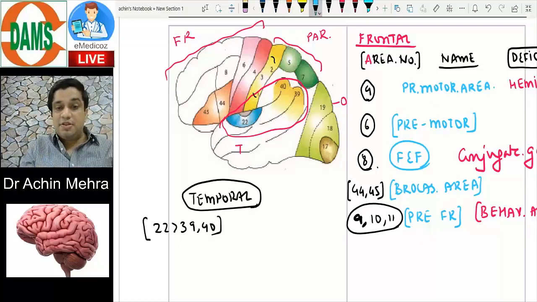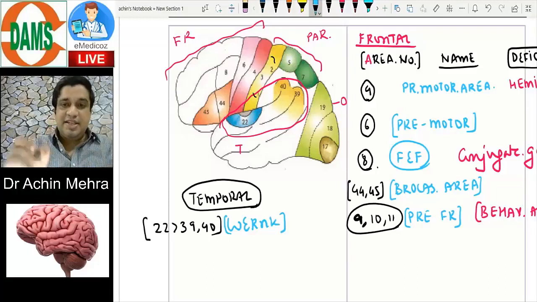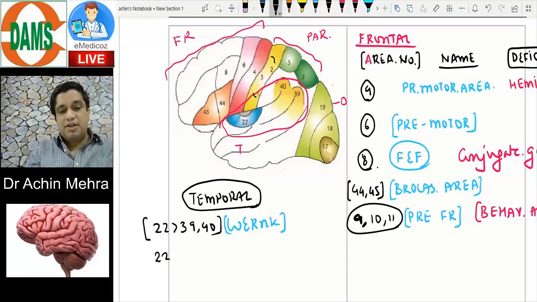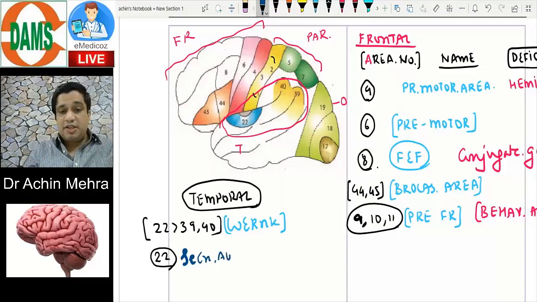Now in this particular temporal lobe, we got Wernicke's area, and if there is a lesion over there, we get a problem in comprehension, that is Wernicke's aphasia. But just to revise over here, area number 22 has got another work to do. It is also known as the secondary auditory area. Some of the authors have described area number 22 as the secondary auditory area also.